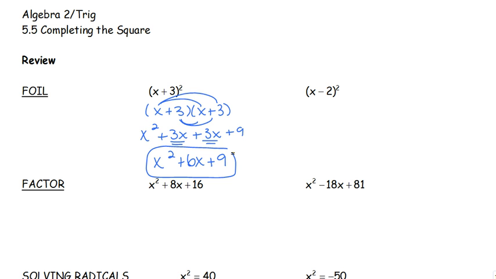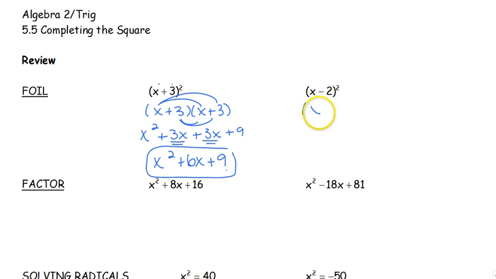There is a shortcut when you are foiling pieces that are exactly the same. You square the first term, so x² gives you your first term. Multiply the two pieces together, so x times 3 is 3x. But we have two of the exact same middle terms, so I take that 3x and I multiply by 2. I can go directly to my 6x. And then I square my second term, and 3 squared is 9.